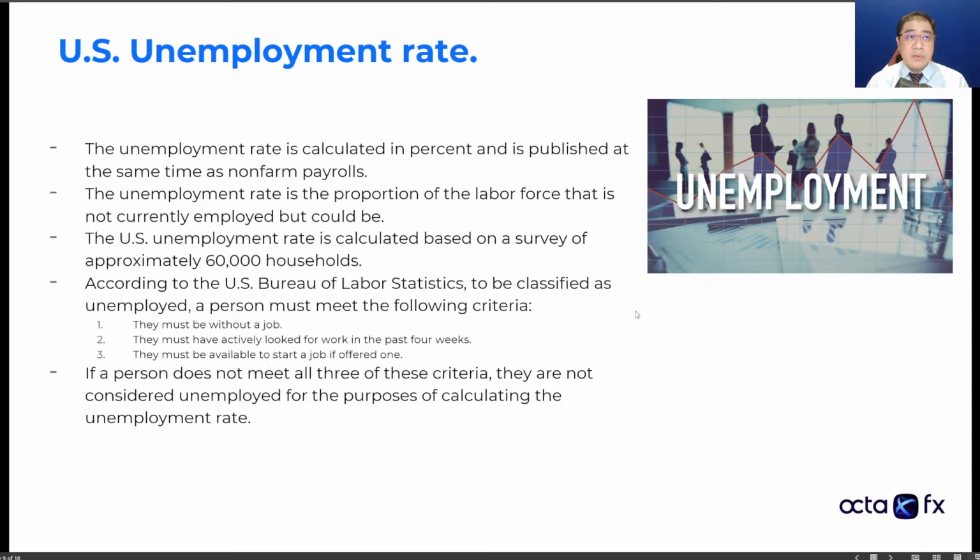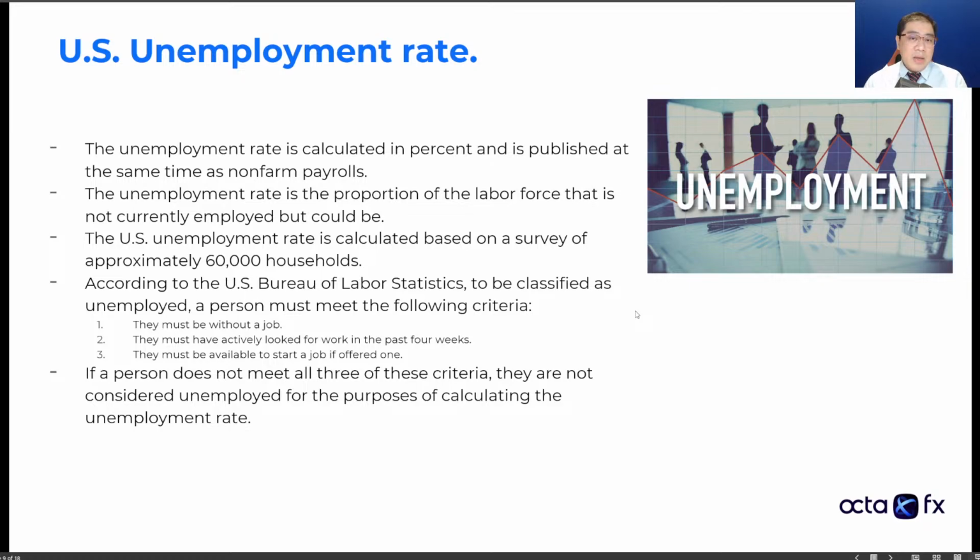There are several criteria for it to be unemployed, though. A person must meet the following criteria to be considered unemployed. They must be without a job, duh, right? They must have actively looked for work in the past 4 weeks, okay? They must be available to start a job if offered one.